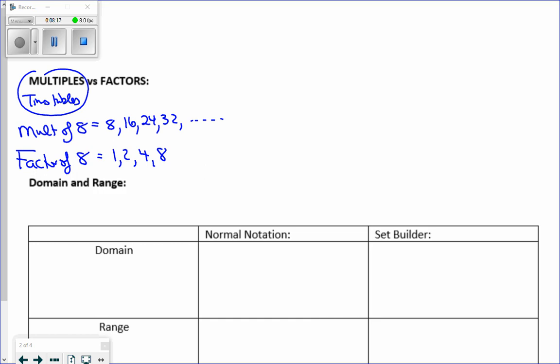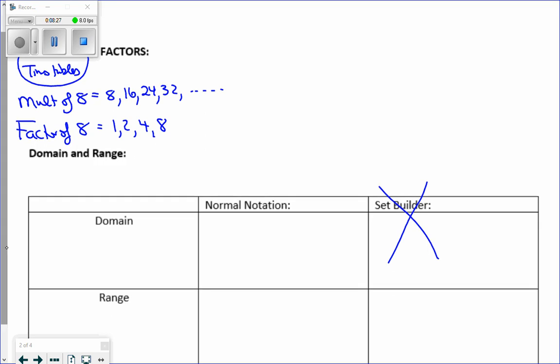Domain and range. So we're not going to worry about this whole second column here. We don't need to deal with that in 30-2. I didn't know that when I made up the sheet. So domain is always your x values. Range is your y values.